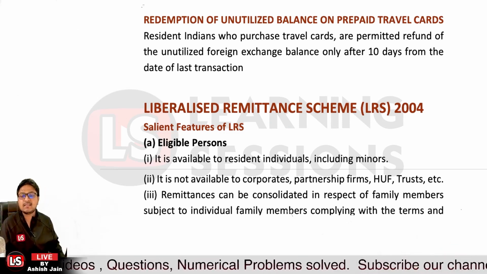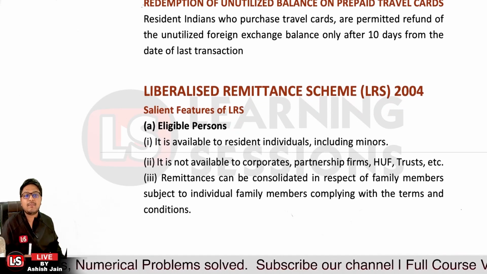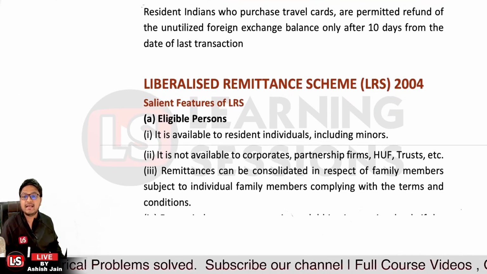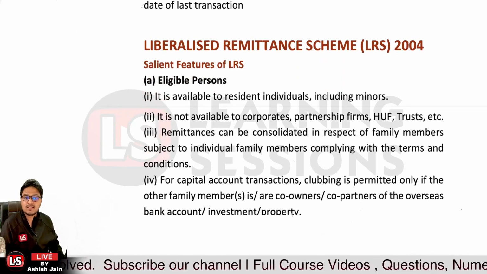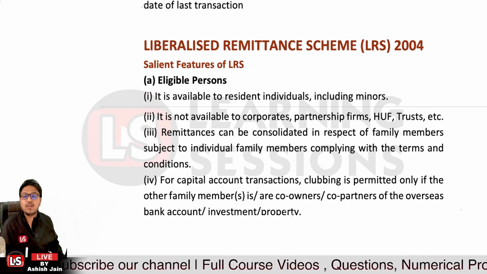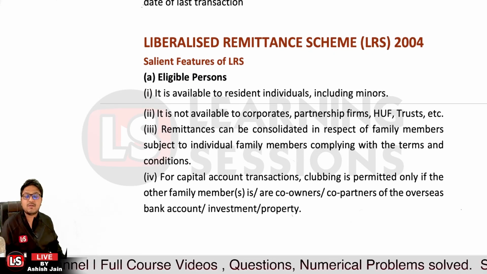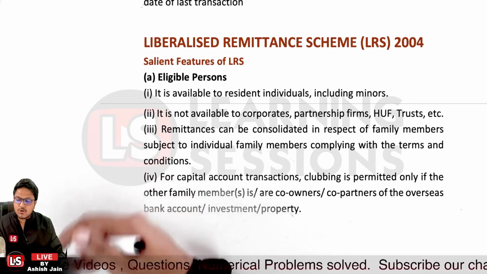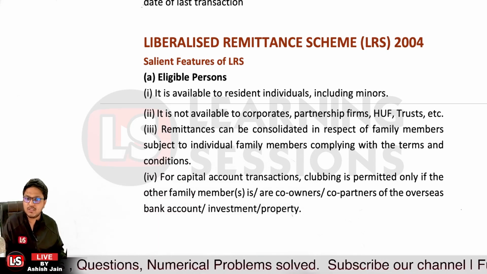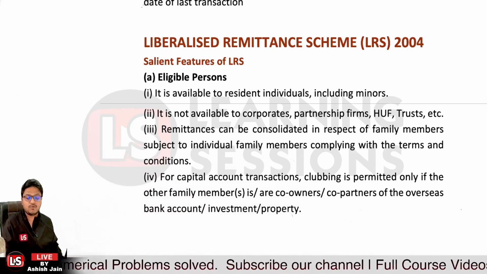Okay, and remittances can be consolidated in respect of family members, subject to individual family members complying with the terms and conditions. And further, for capital account transactions, clubbing is permitted only if the family members are co-owners or co-partners of the overseas bank account, investment or property. I told you capital account transaction is one which alters the position of assets and liabilities. For that particular purpose, the clubbing of the transaction is permitted.